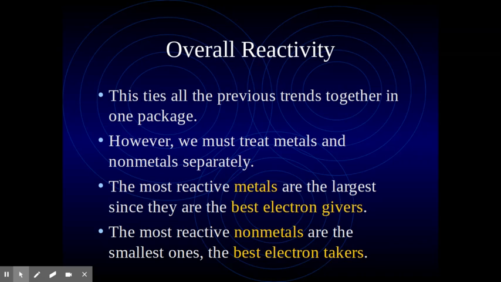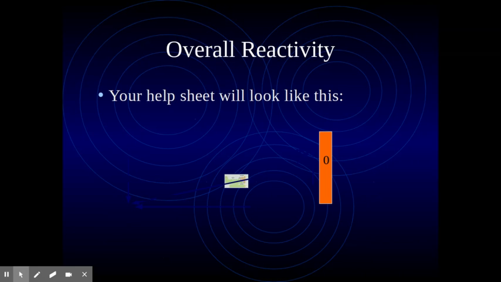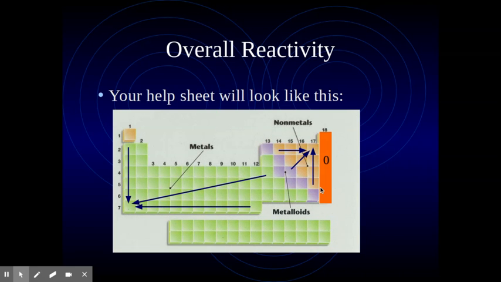On the other hand, nonmetals are trying to take electrons. So their most reactive ones are going to be the smallest ones, like we just said with fluorine. So if you look at the periodic table, you kind of have to divide it up into metal versus nonmetal. So the most reactive metals are going to be the big ones down here, your francium, and the most reactive nonmetals are going to be the small ones up here, the fluorine. So reactivity is sort of a combination of all those other trends put together.